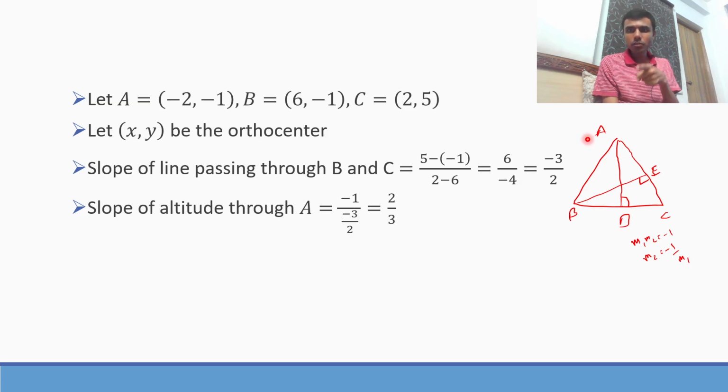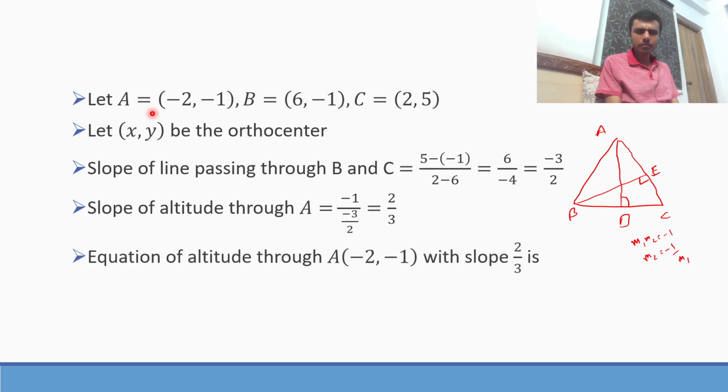This altitude passes through A, (-2, -1). So I have a point, I have the slope. What else can we use? Slope point form. Now we can use slope point form. The equation of the altitude through A (-2, -1) with slope 2 by 3: what is slope point form? Slope point form is y minus y1 is equal to m into x minus x1. So my x1, y1 are these, and m is this slope, 2 by 3.